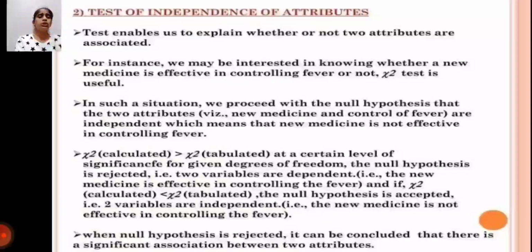If the calculated chi-square at a certain level of significance for given degrees of freedom is greater than the tabulated value, the null hypothesis is rejected. For example, the two variables are dependent, the medicine is effective in controlling the fever, and if the calculated value is less than the tabulated value, the null hypothesis is accepted, two variables are independent and the medicine is not effective in controlling the fever. When the null hypothesis is rejected, it can be concluded that there is a significant association between the two attributes.